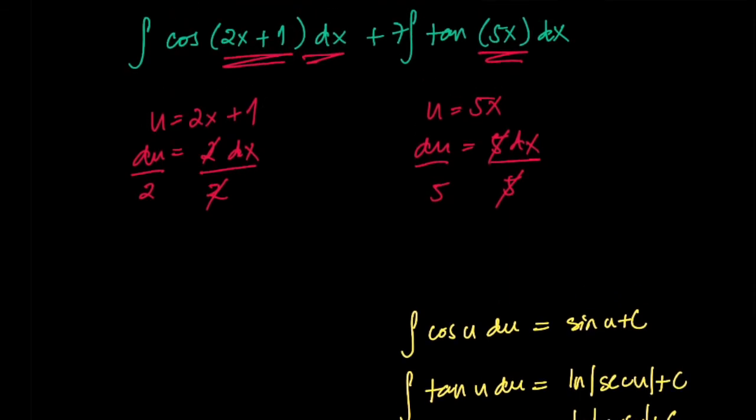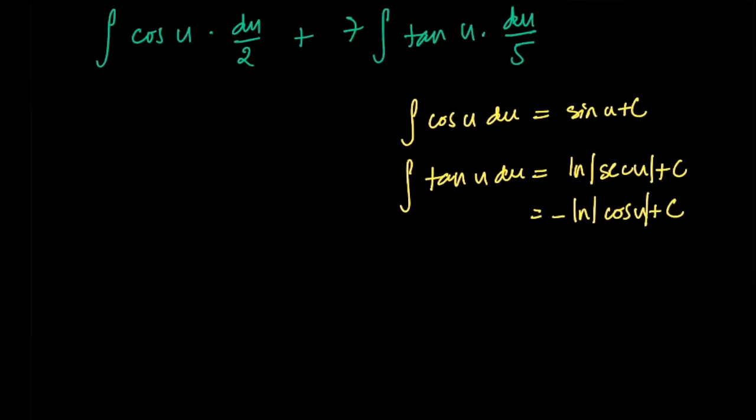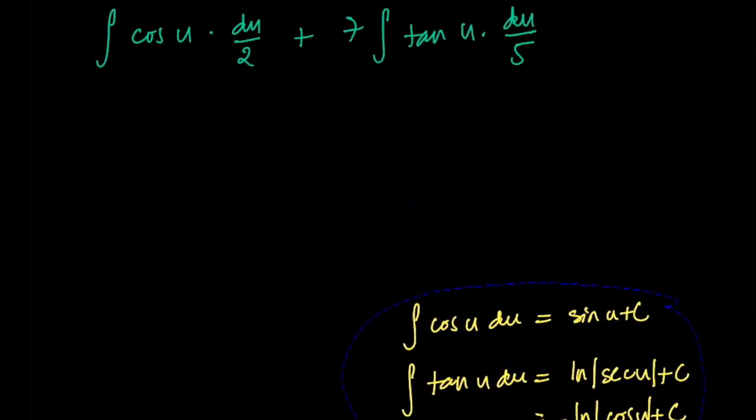So, to simplify this, it becomes the integral of cosine u, and our dx is equal to du over 2, plus 7 times the integral of tangent u times dx, which is equal to du over 5. So, now we can take out the 2. We put 1/2 here. We also take out the 5 here, and put 5 here.